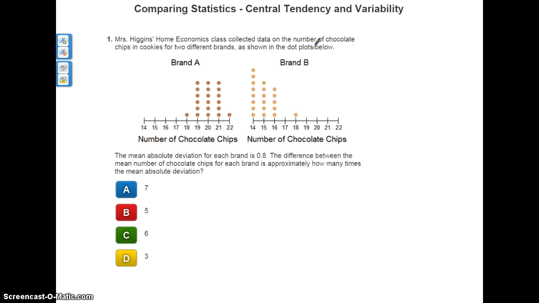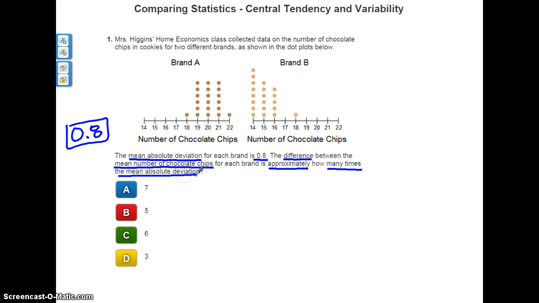It's just giving you the example of what they're talking about with the number of chocolate chips in 2 different types of cookies here. What we need to focus on is what they're giving us in the problem. So what I see is we have a mean absolute deviation for each brand of 0.08. I'm going to write that down, but I'm going to use that a little bit later. That's not what I'm focused on right now, because the next sentence says the difference between the mean number of chocolate chips for each brand is approximately how many times the mean absolute deviation.